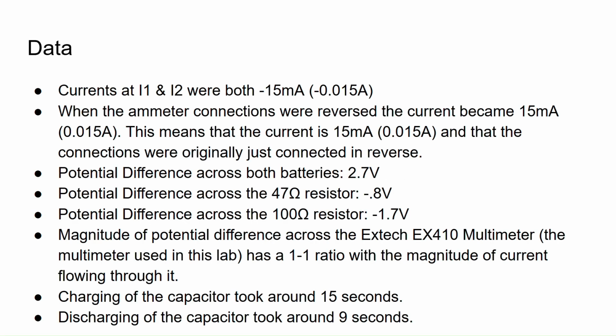Data. The currents at I1 and I2 were both negative 15 milliamps. When the ammeter connections were reversed, the current became 15 milliamps. This means that the current is 15 milliamps and that the connections were originally just connected in reverse. Potential difference across both batteries was 2.7 volts.